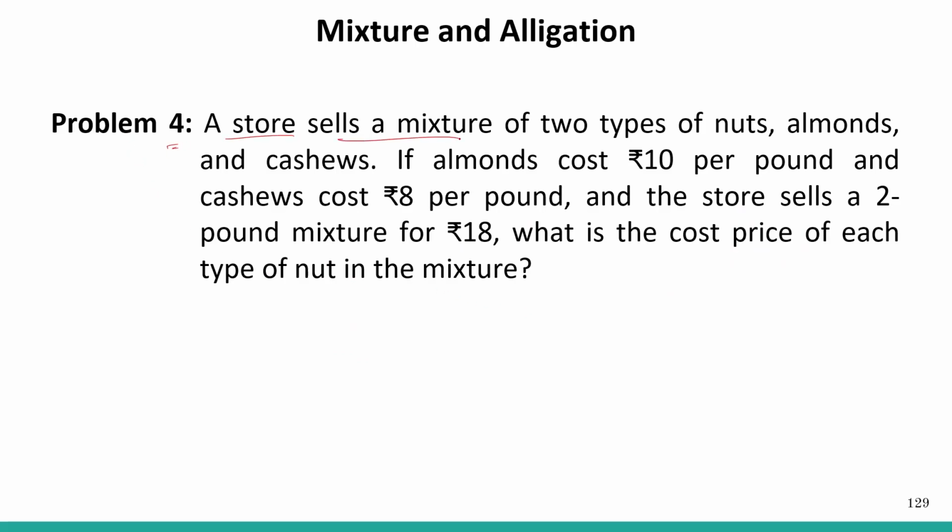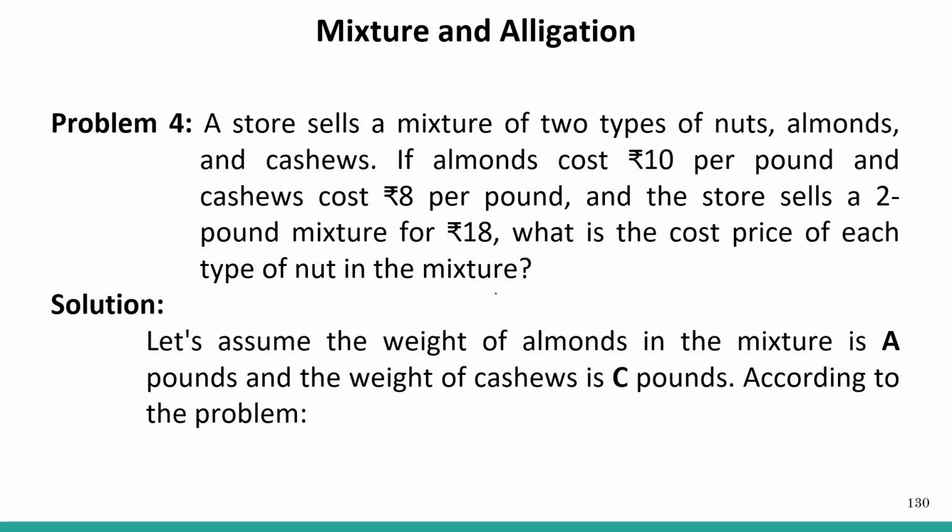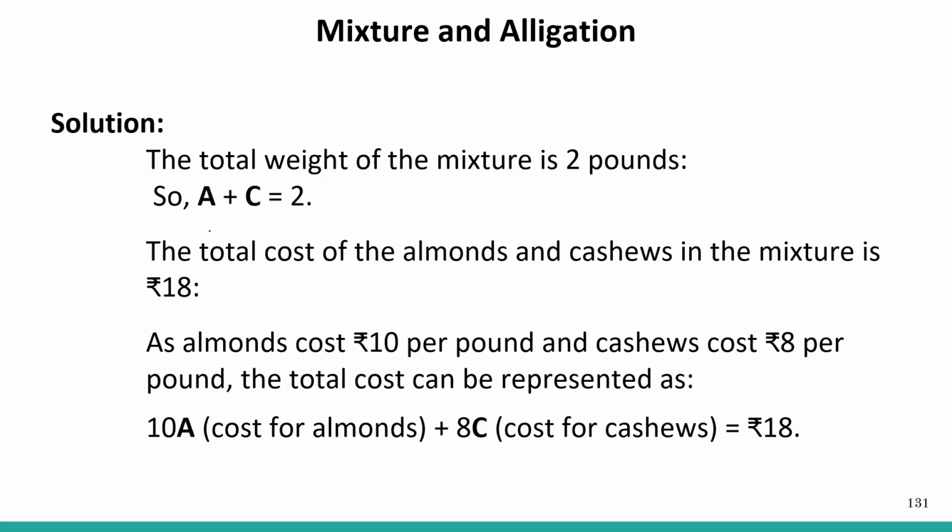A store sells a mixture of two types of nuts. So this is nut 1 and nut 2, that is almond and cashew. If almonds cost 10 per pound and cashews cost 8 rupees per pound, and the store sells a 2 pound mixture for 18 rupees, then what is the cost price of each type of nut in the mixture? Let's go forward. Let's assume the weight of the almonds in the mixture is a pounds, and for cashews it is c pounds. So according to the problem, a plus c is given as 2.